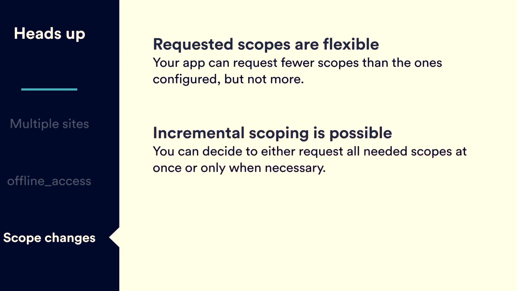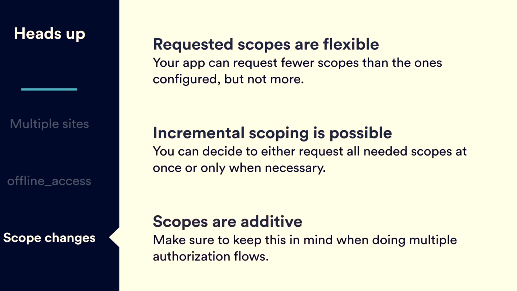Because they are flexible, incremental scoping is possible. It's pretty much what I mentioned. You can only request scopes when it's needed from your app. The other thing is that scopes are additive. If you request the read scope, and later on you request only the write scope, at the end of the flow, your access token is going to have both scopes. You don't remove the older scopes, they're just added. Just keep that in mind. Once you requested the scope, you don't remove it. They are additive for now.